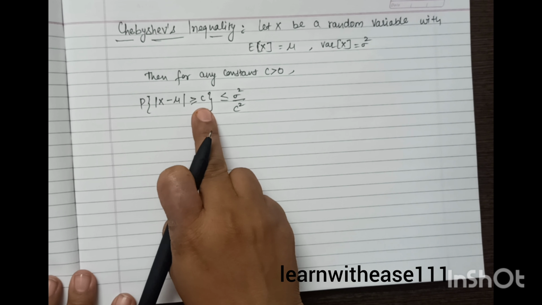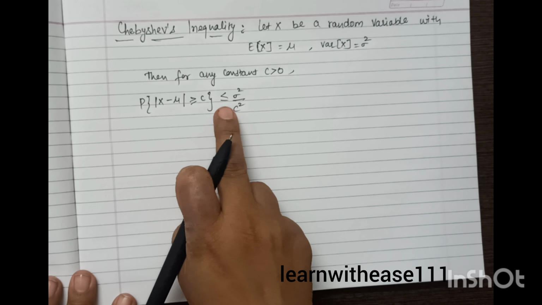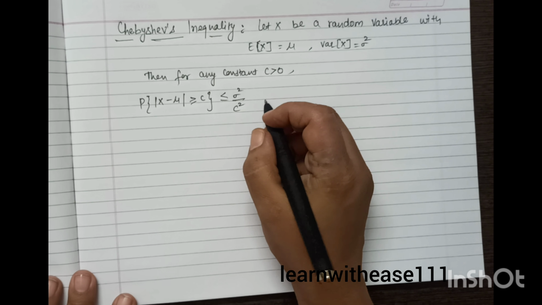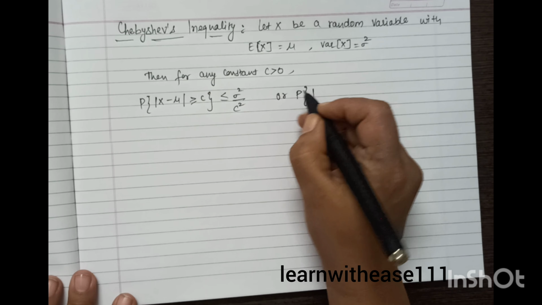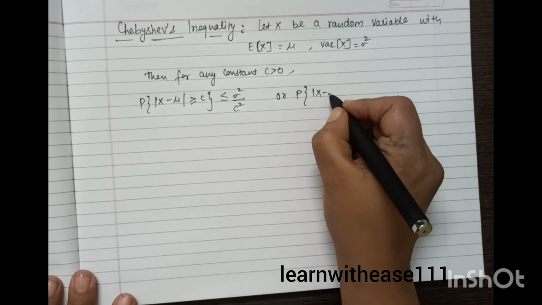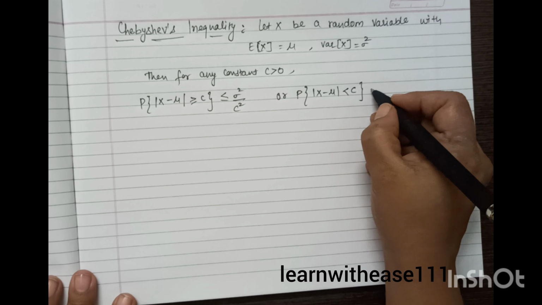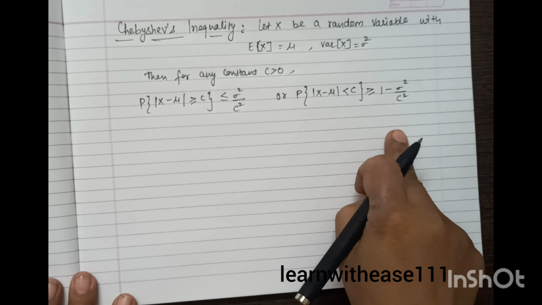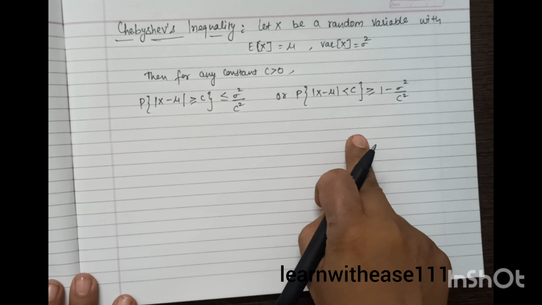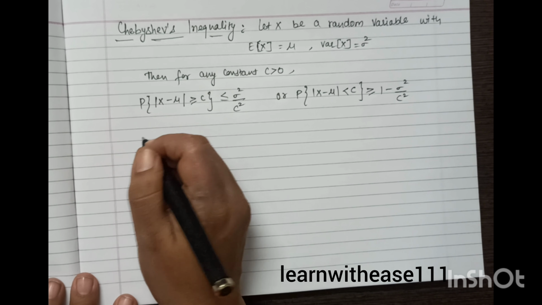Whatever boundary is here, that constant square, c square, will be present here with this less than quantity, or the reverse condition, less than c, will be greater than equals to 1 minus this. Similar kind of situation which we have studied just now in the corollary, right? So this is totally another generalization of Markov's.